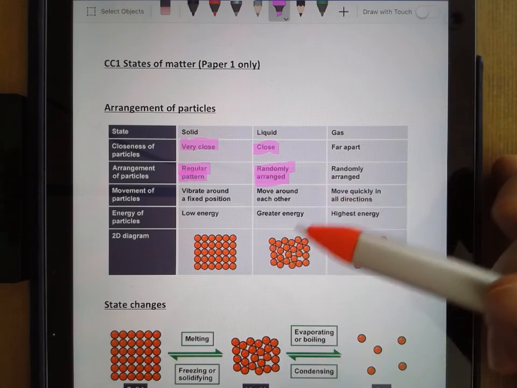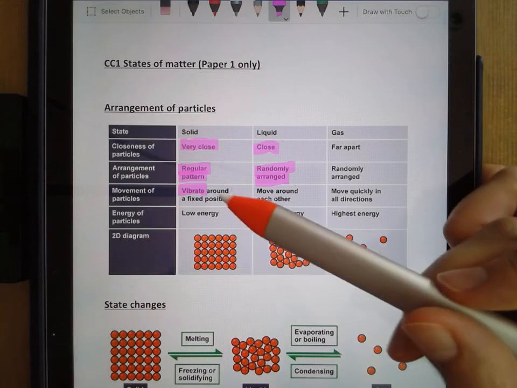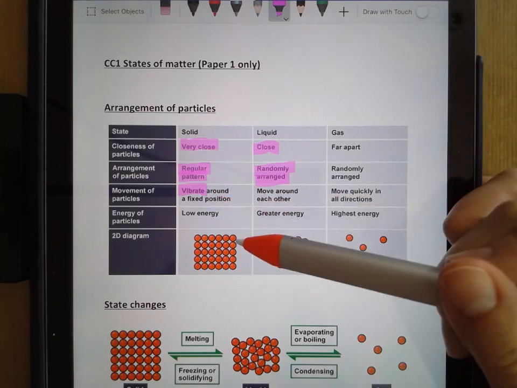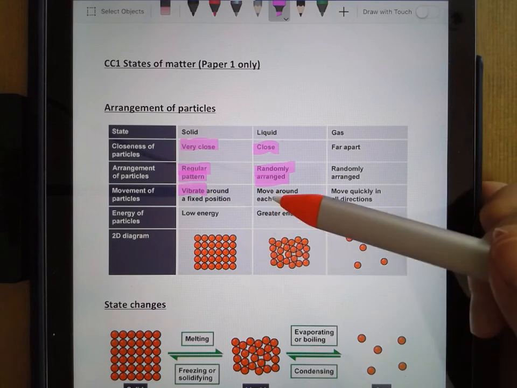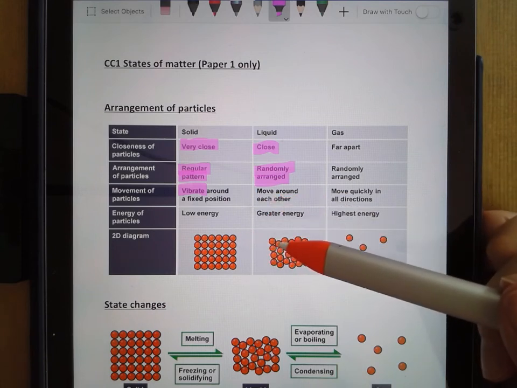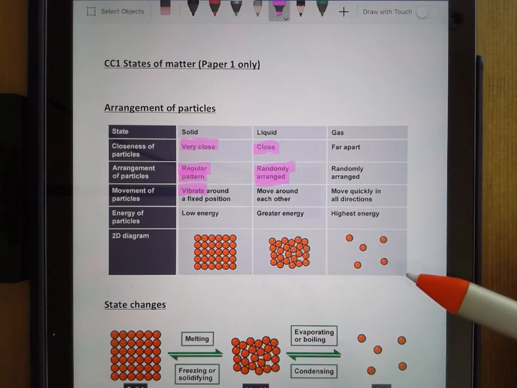Okay, in terms of movement, you need to know that in a solid, the particles do move, but they can only vibrate. So this particle here will stay in this position and just vibrate in that position. In a liquid, the particles have more movement. They can move around each other. And in a gas, they can move wherever they want to. They're going to move really quickly in every single direction.